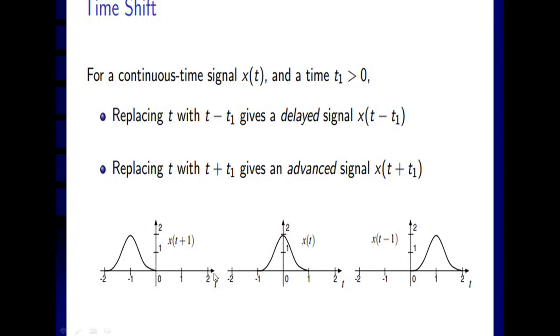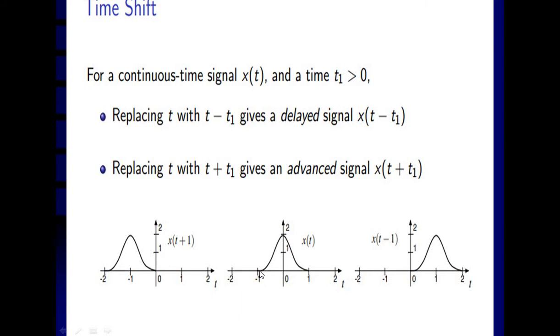This will show you another example of time shift. So replacing a t with t minus t1 will give you a delayed signal. Initially the signal is called x of t. So x of t minus 1 is depicted here. x of t minus 1, in the sense we are delaying it by 1 time unit.